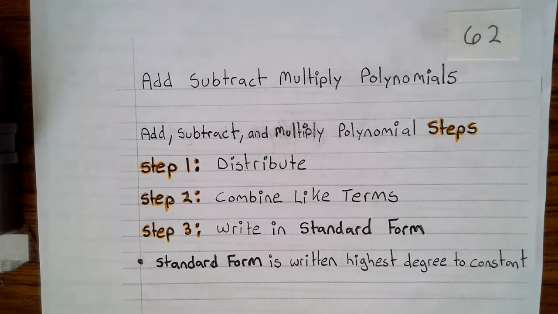All right, add, subtract, multiply polynomials on page 62. Add, subtract, multiply polynomial steps. Step 1, distribute. Step 2, combine like terms. Step 3, write in standard form. Now, a special note, standard form is written in highest degree to constant. Okay, so finish up your notes. Now your notes are completed.